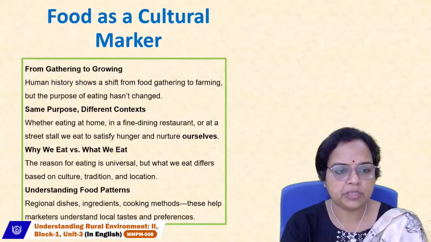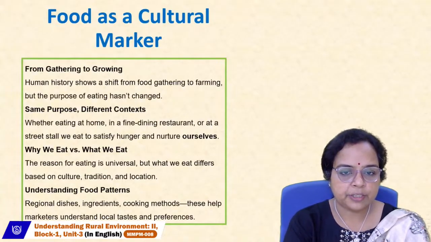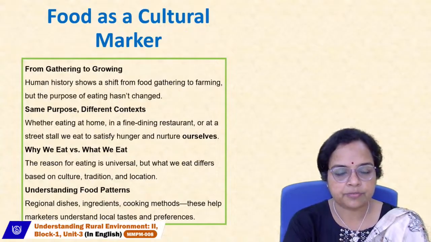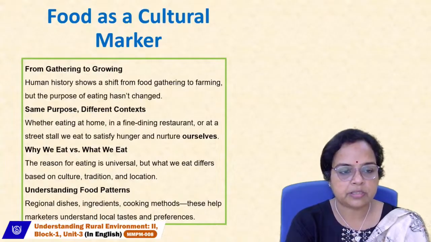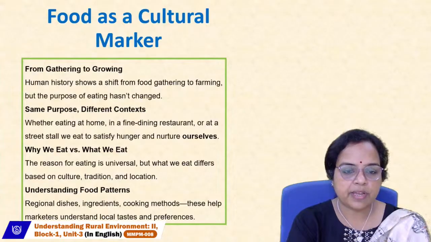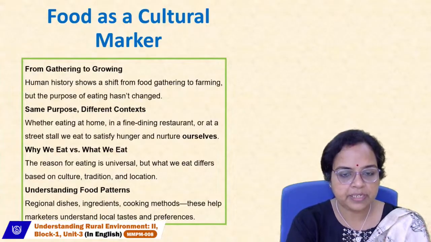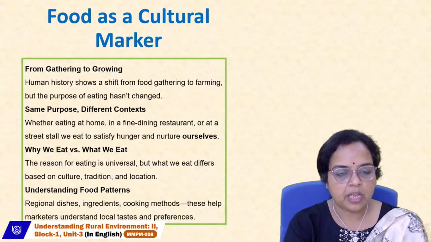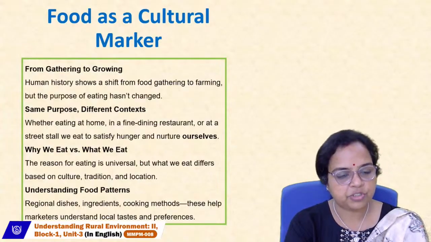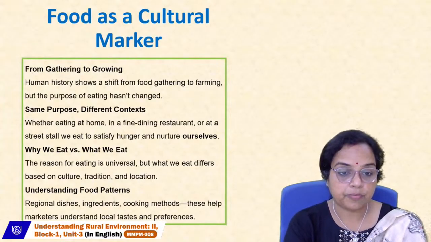From gathering to growing, human history shows a shift: food gathering to farming, but the purpose of eating hasn't changed. Usually, people used to gather food. Slowly, they started farming it. But the purpose of eating has not changed. Same purpose, different context. Whether eating at home, in a fine dining restaurant, or at a street stall, we eat to satisfy hunger and nurture ourselves. That means eating style has not been impacted by culture, but the way of farming and the way we gather food have changed.